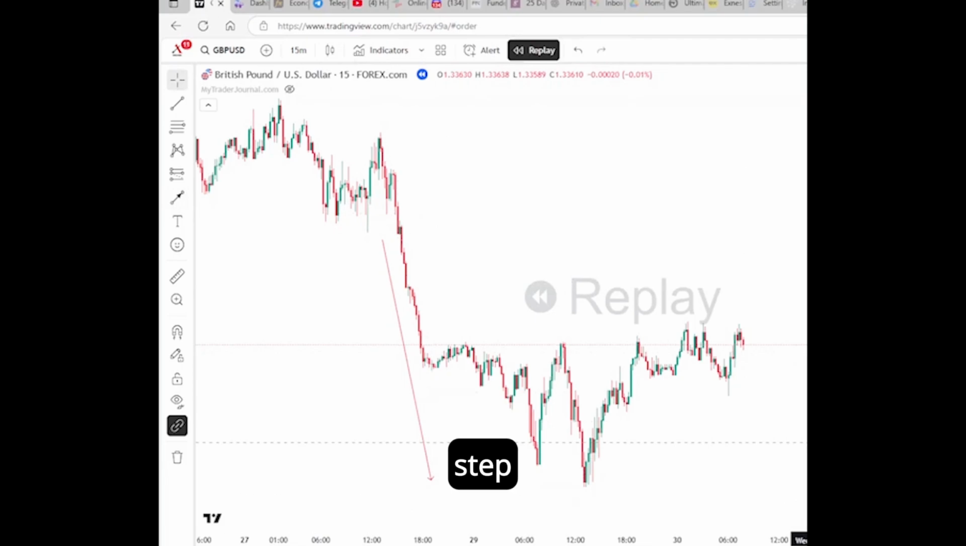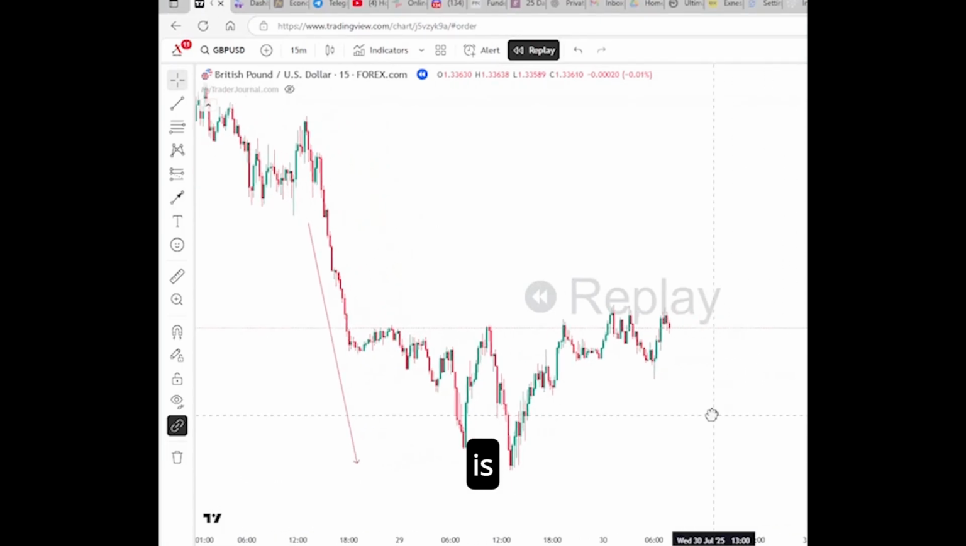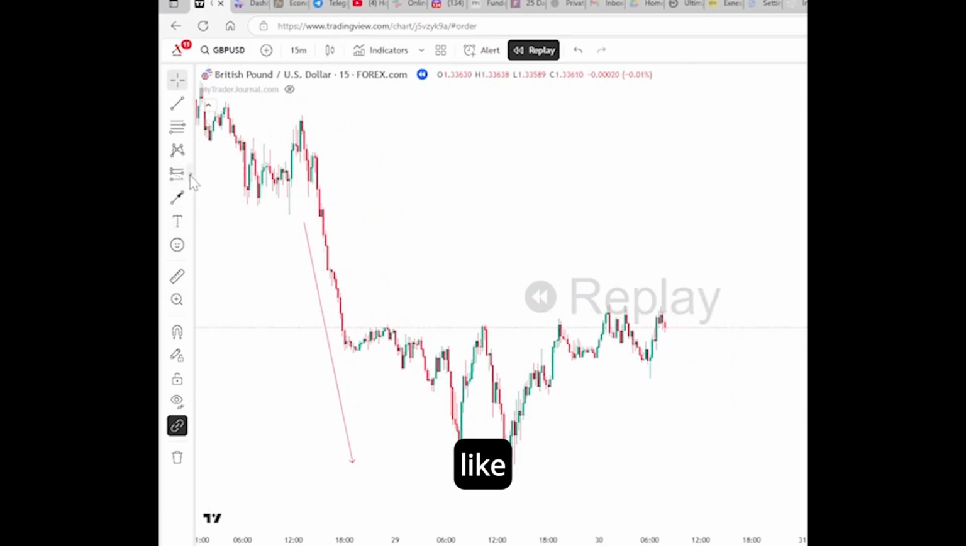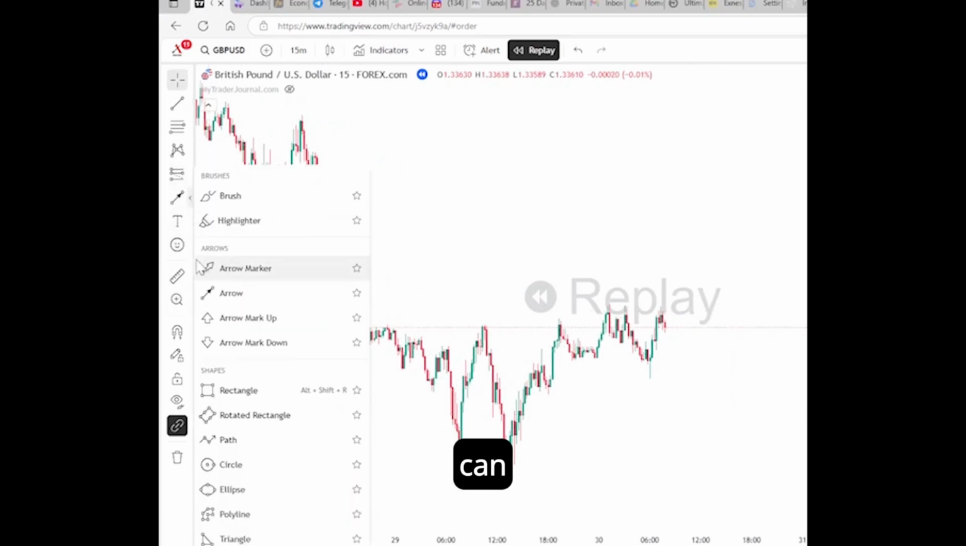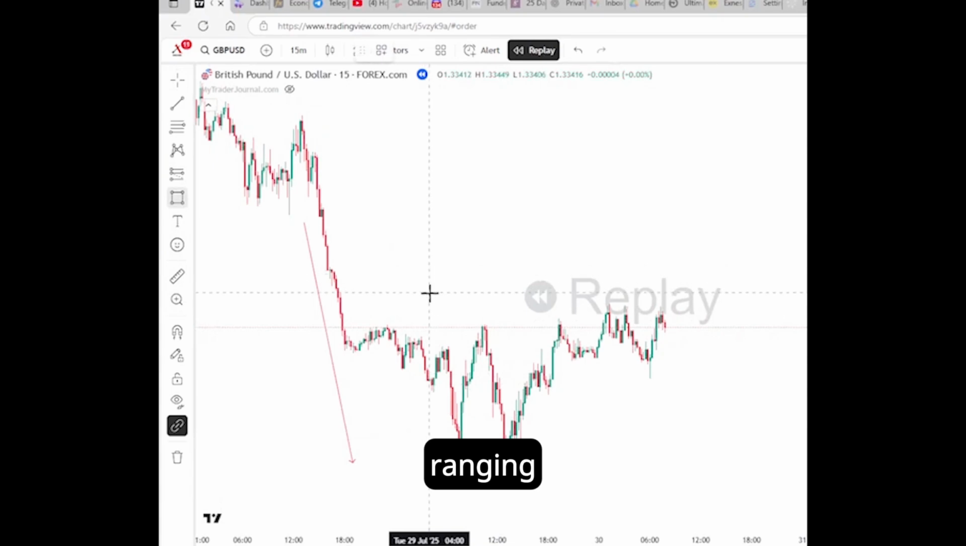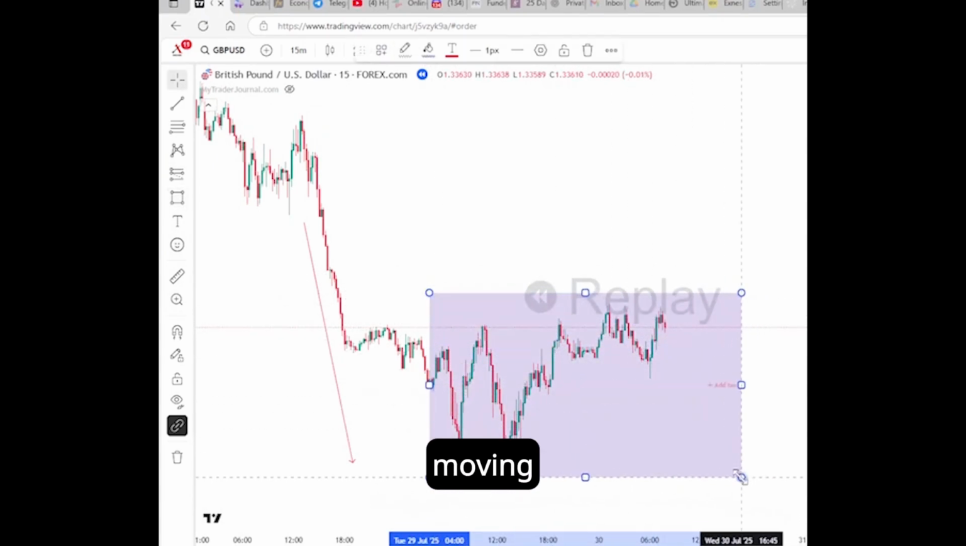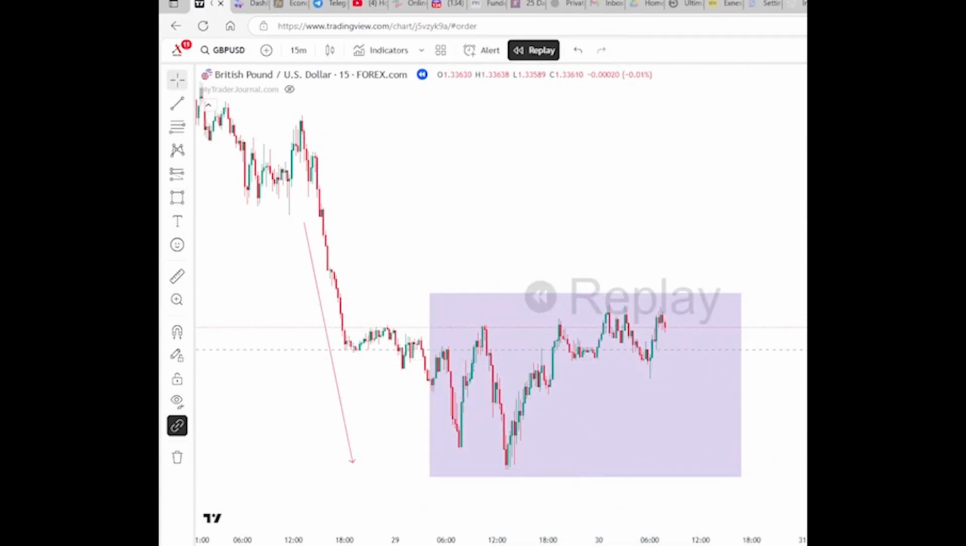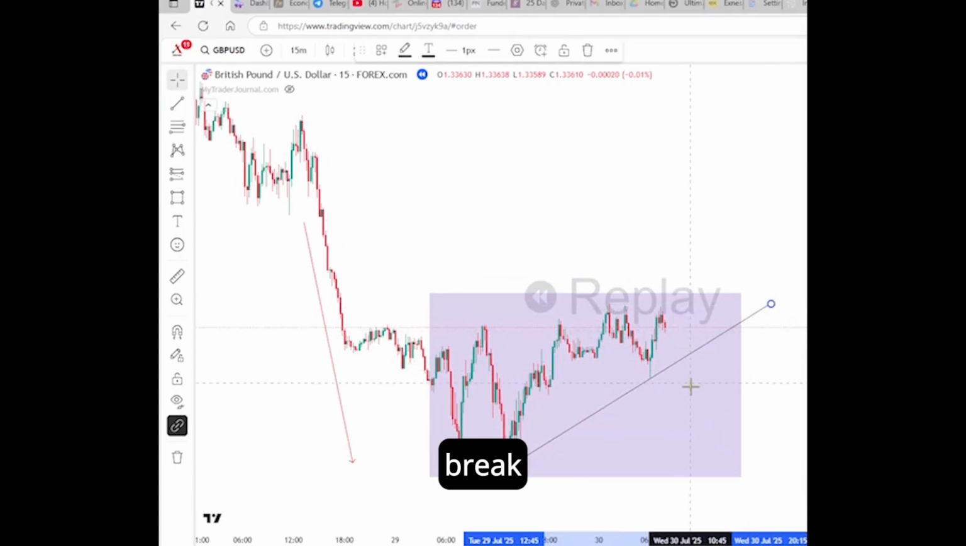Our next step is to make sure that price is currently consolidating or is in a pullback, just like this area over here. You can see price has been ranging and not moving anywhere really. Next step is I want you to take a trend line and connect these lows over here, as we will be waiting for price to break out of this trend line.